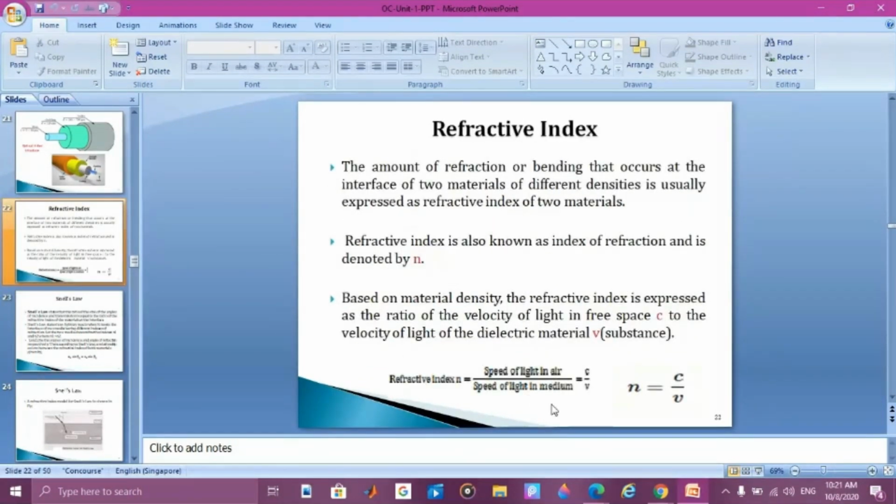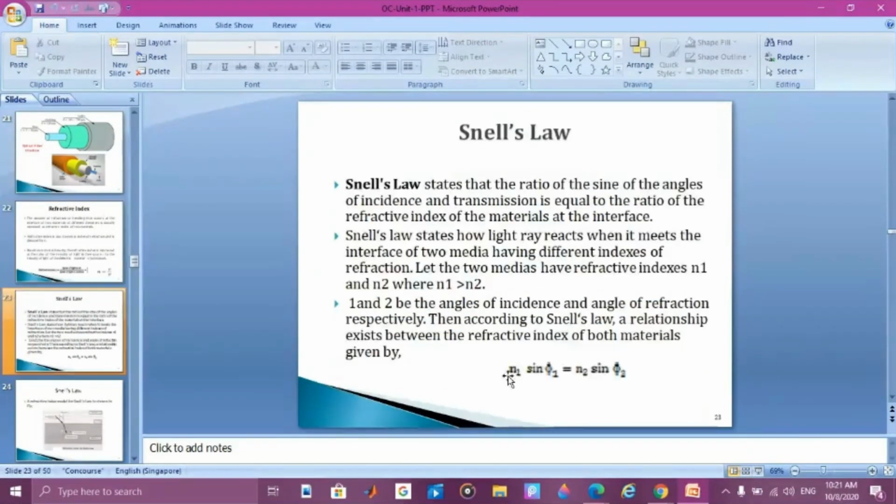Please write this in your notes. The refractive index n equals speed of light in air divided by speed of light in medium, which is c by v. N equal to c by v. Okay, noted? Are you noting it down? Yes, ma'am. Note it down. Then the next one, note this also: N1 sin phi 1 equal to N2 sin phi 2. Only if you know this can you solve problems again. Okay.